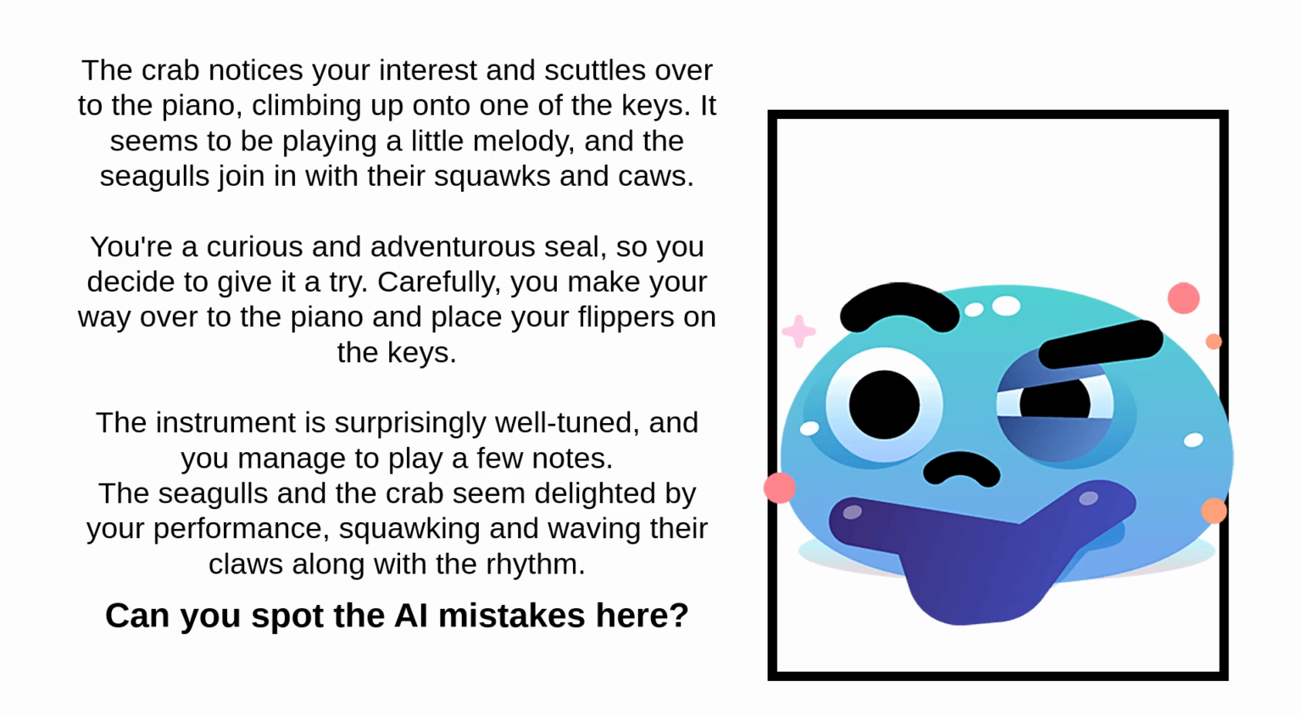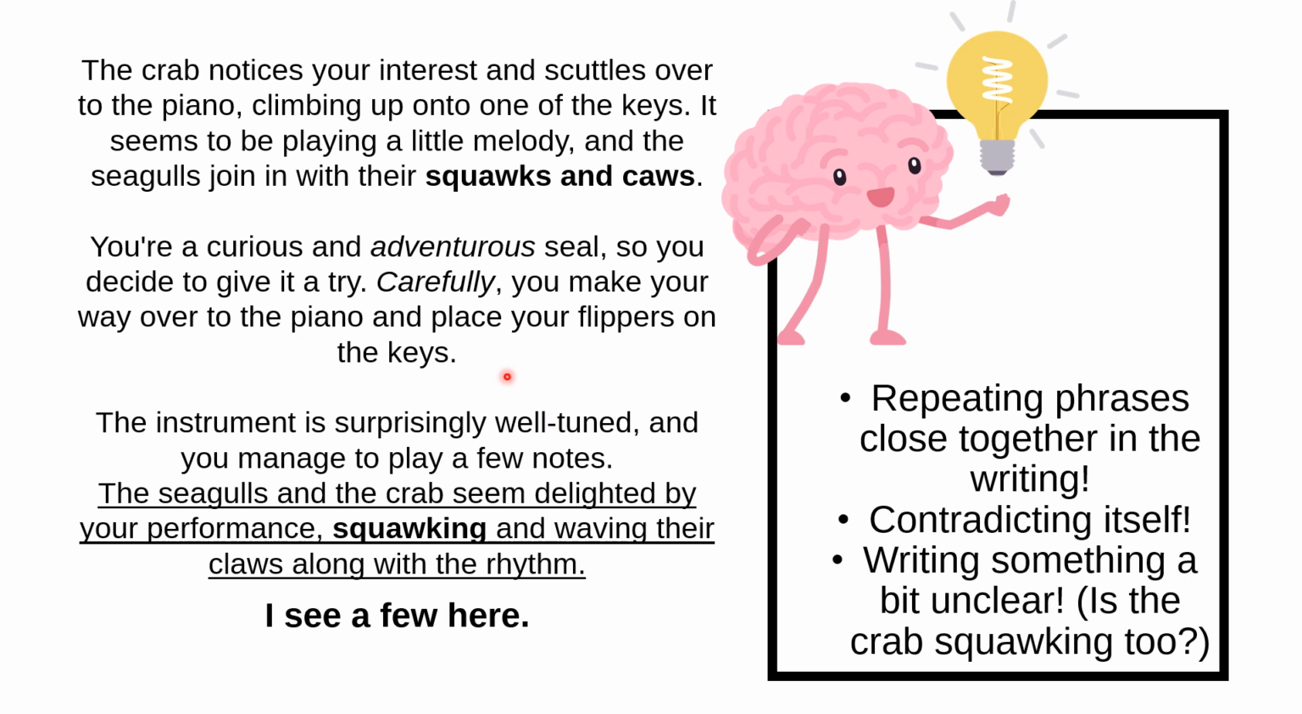Can you spot the AI mistakes here? Something I noticed was squawks and caws and squawking. I am sure that there's not a lot of words to describe seagull noises, but I think a human writer could have grabbed a thesaurus and been a little bit more creative with that. I also noticed that it contradicts itself, so let's take a look at the contradiction.